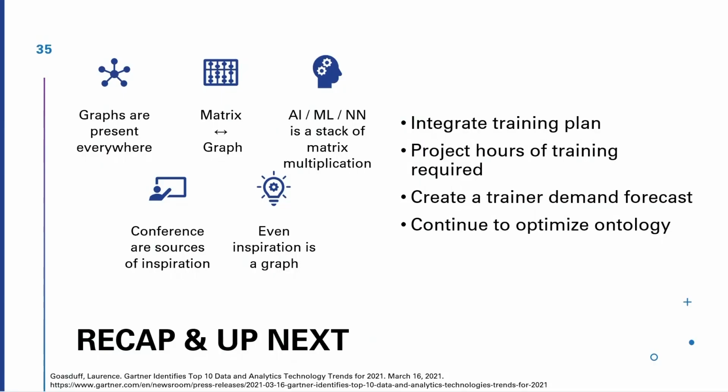So in summary, hopefully I've shown a little bit of how we have graphs everywhere, whether it's your life, your inspiration, or your jobs. The matrix and the graph are interchangeable, and that leads to being able to do the math behind machine learning, neural networks, AI, whatever you want to call it. All right. Conferences, I'll throw it out there for WIT, are a great source of inspiration. Go network, talk to people, and even inspiration is part of a graph.